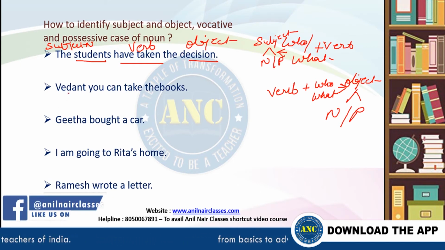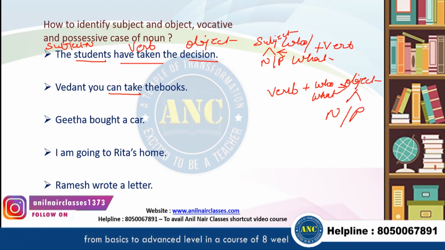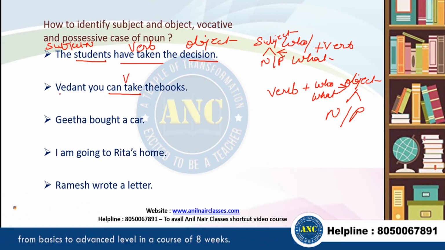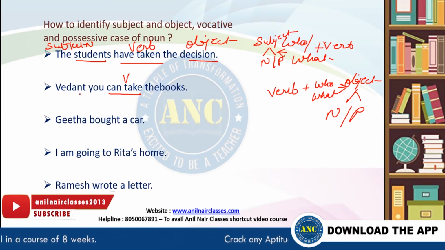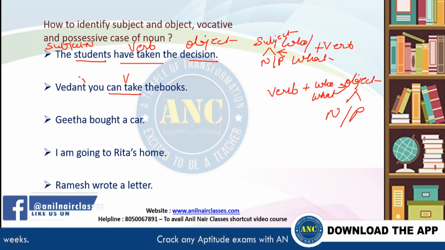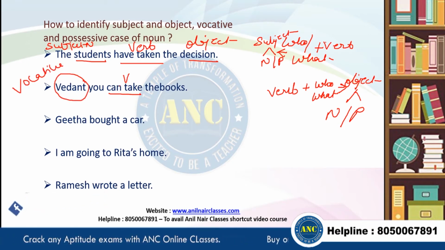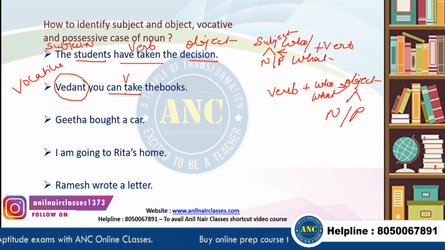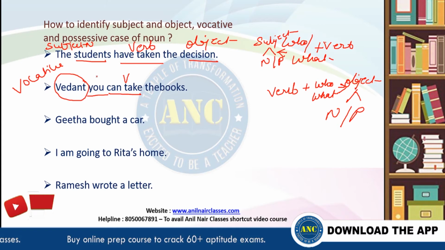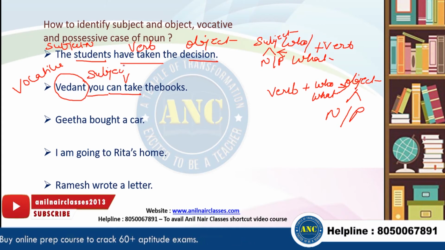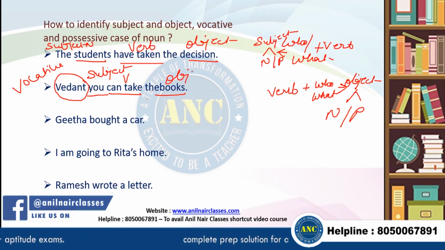Next sentence: Vedant, can you take the books? Here can take is the verb. Now here we have referred to a person called Vedant by his name. So the word Vedant is in its vocative case. However, we'll still try to find the subject and the object. Who can take the books? You. You is the subject, and remember you is a pronoun. So you can take what? Books. Books is the object over here.